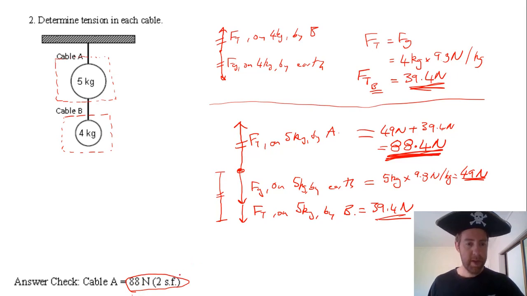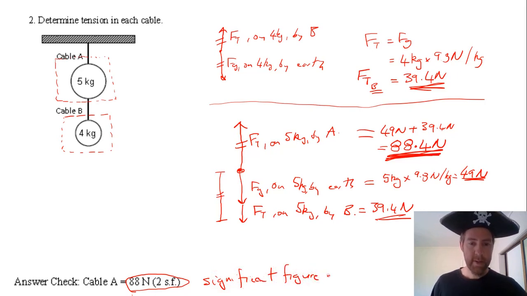I'm going to talk about that 2SF. SF means significant figures. Next lesson. So for now, let's just say 88, 88.4, basically the same answer. When you get on to next lesson, I want to make a short 3 or 4 minute video explaining what significant figures are.